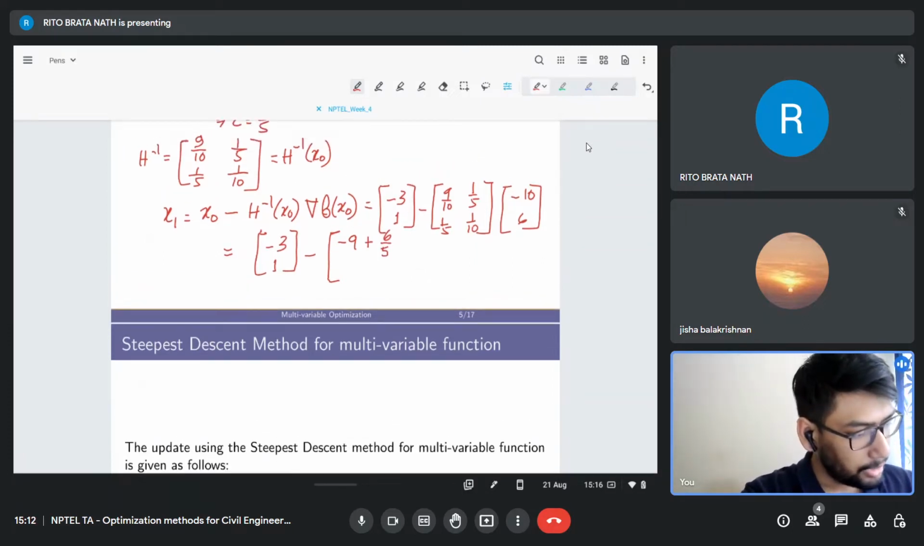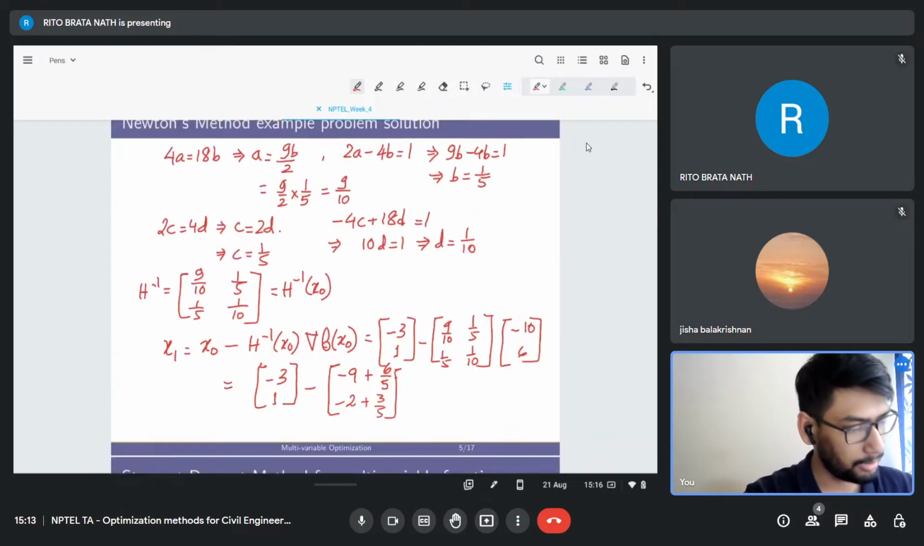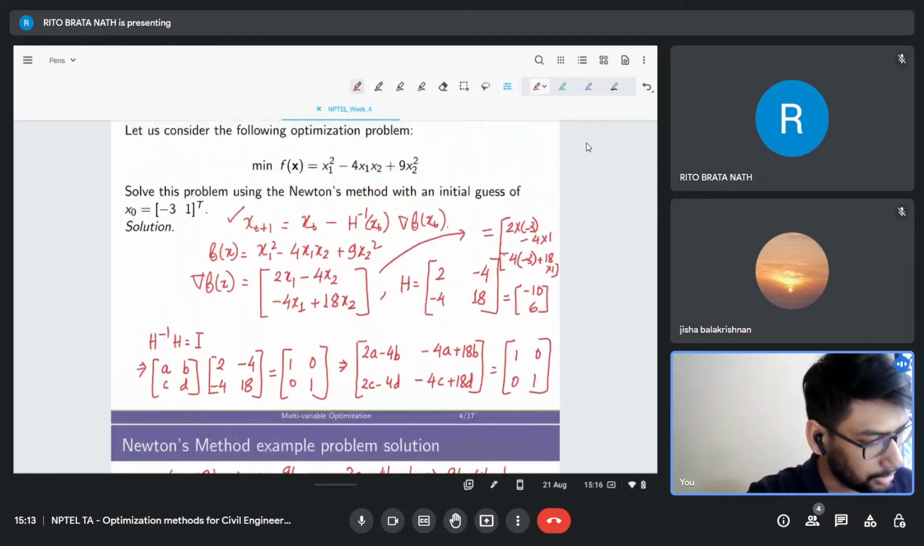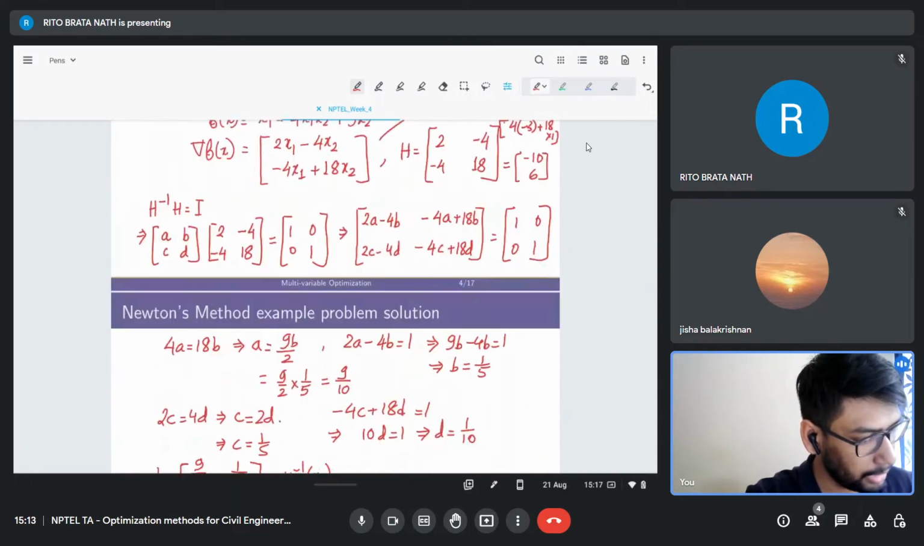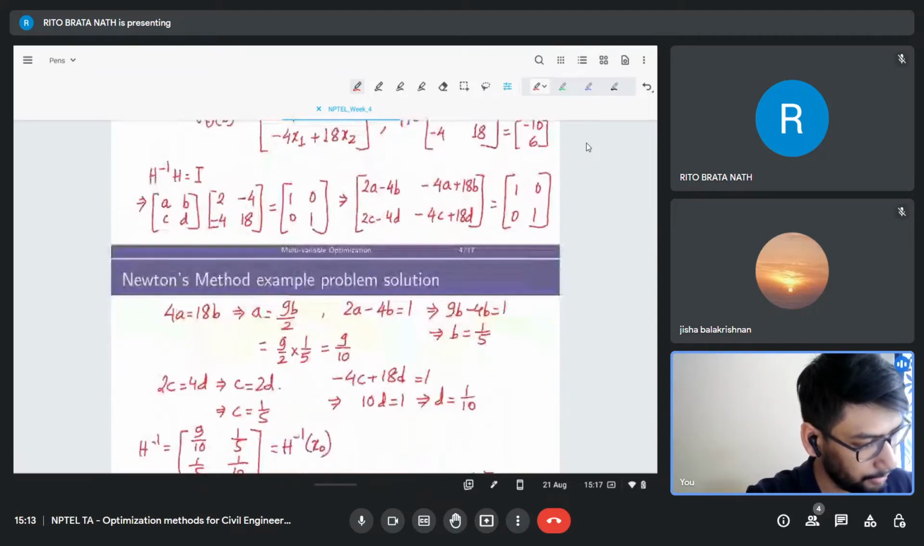And then I have the second term, which is 1/5 times minus 10. So this is minus 2. And then I have 1/10 times this term, so this will be 3 by 5. Let me just check if my Hessian matrix is correct or not. So this is 2, minus 4, and then I have minus 4, plus 18. So let's multiply it with this to see if I get back the same thing.